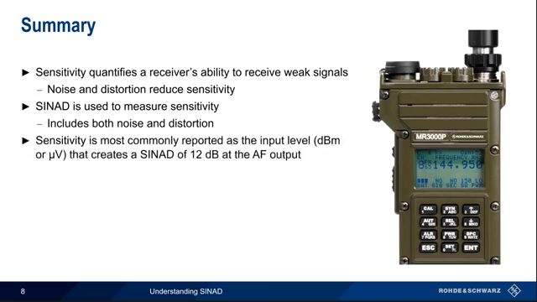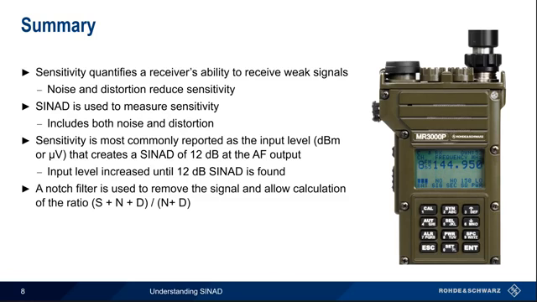Sensitivity is typically reported by giving the input level, in microvolts or dBm, that's needed to produce a certain sinad value at the audio frequency output. A sinad of 12 dB is almost universally used because it corresponds to a somewhat noisy but still intelligible signal. The test procedure for determining receiver sensitivity consists of gradually increasing the input level until the target sinad value is found. And finally, a notch filter is used to remove the signal component from the received audio in order to calculate the sinad ratio of signal plus noise plus distortion to noise and distortion.